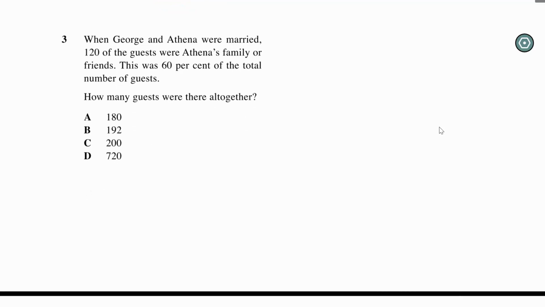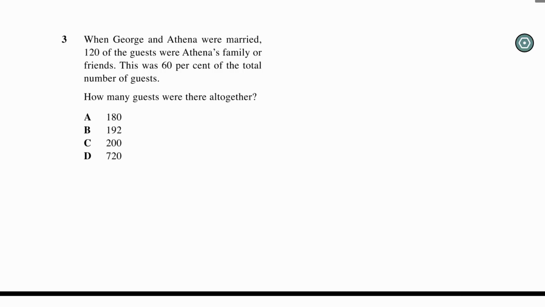Okay, the next question. When George and Athena were married, 120 of the guests were Athena's family or friends. This was 60% of the total number of guests. How many guests were there in total? So when you get a question that gives you a percentage, it's always easy to break it down and find out how much 1% equals.